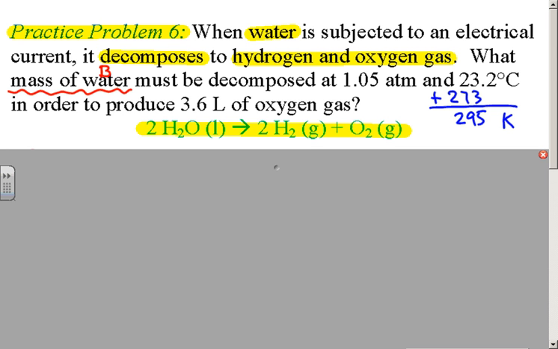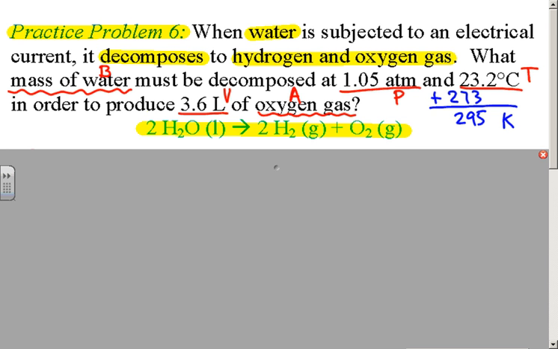How much of that do we have to decompose at 1.05 atm and 23.2 degrees Celsius in order to produce 3.6 liters of oxygen gas? Well, this oxygen gas, you'll notice, has a lot of numbers given about it. It has a pressure given right here. It has a temperature given right here, and it has a volume right here. All of those are values given for oxygen gas, which would be your chemical A.